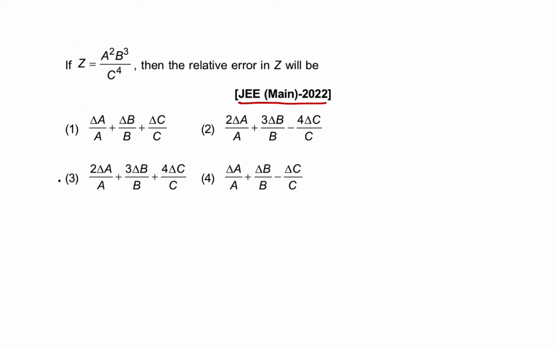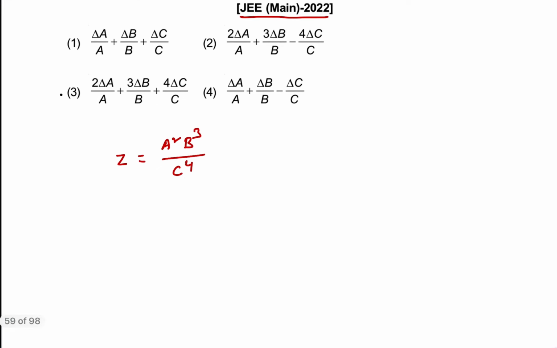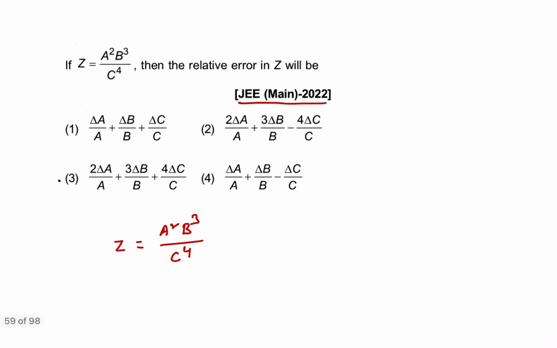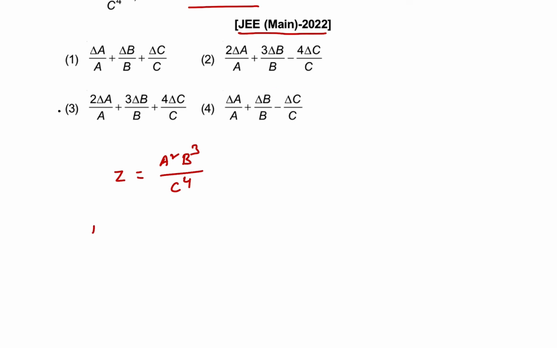Now see here, I have taken a question from JEE Mains 2022. If z is equal to a square b cube by c to the power of 4, then what is the relative error in z? So according to the question, it was given that z is equal to a square b cube divided by c to the power of 4. Here they are asking what is the relative error in z.